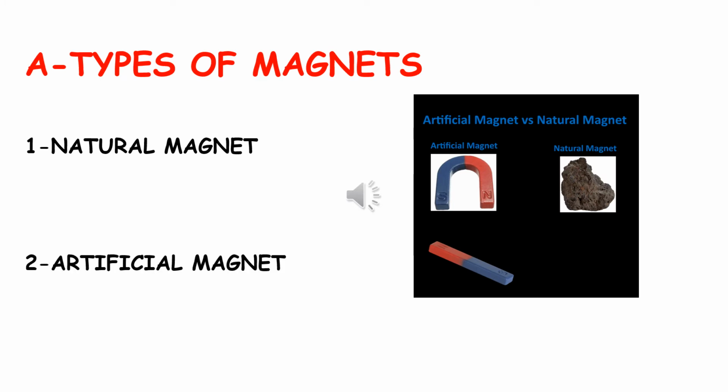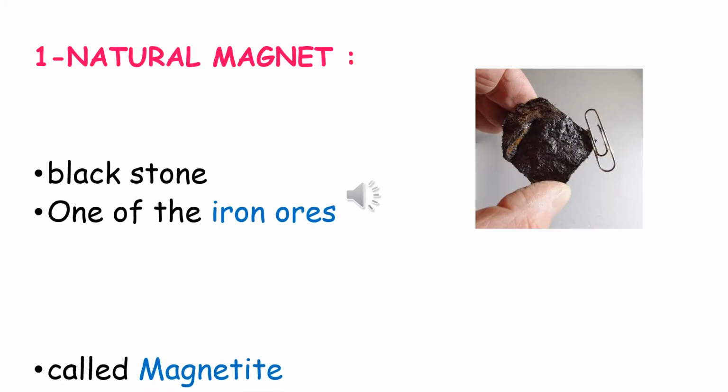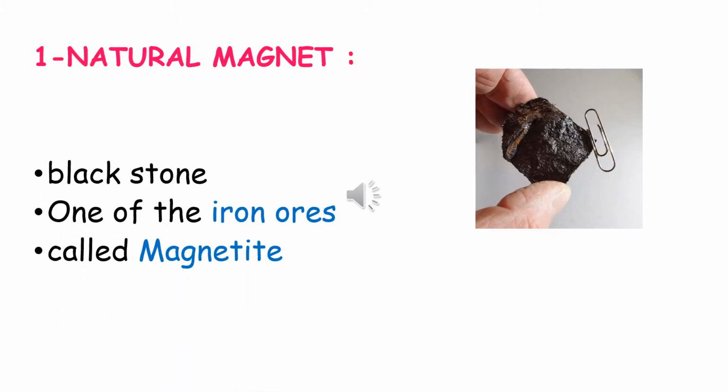Types of the magnet. We have 2 types of the magnet: natural magnet and artificial magnet. We will start talking about the first type of the magnet, the natural magnet. The natural magnet, it is a black stone. It is one of the iron ores. The natural magnet is called magnetite.